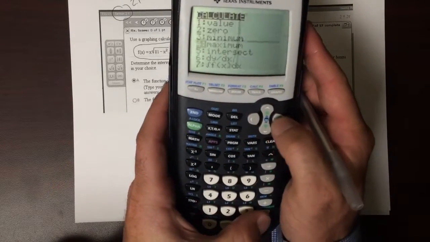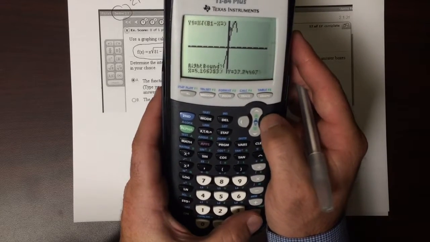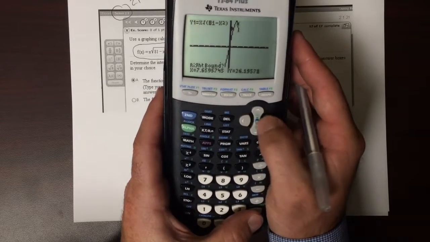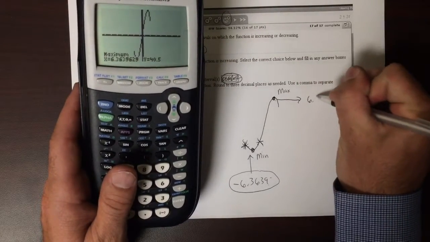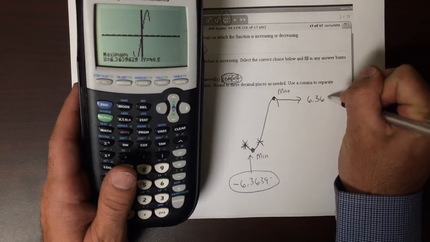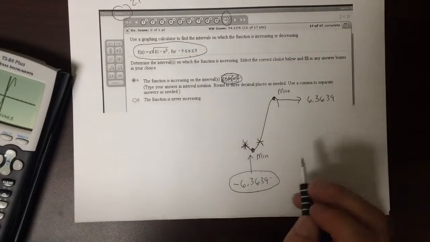You would do the same thing for the maximum. Second trace, max. You go to the left of the maximum, you press enter. You go to the right of the maximum, you press enter, one more enter, and it gives me this value, 6.3639. And then the problem is asking you to round to 3 decimal places.